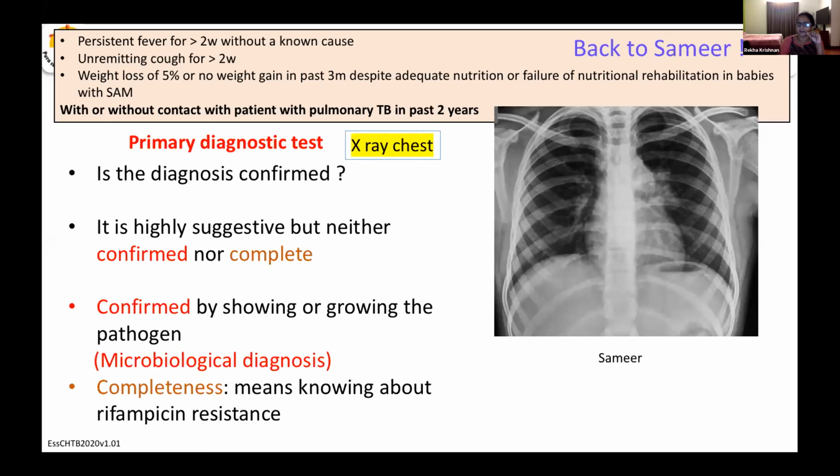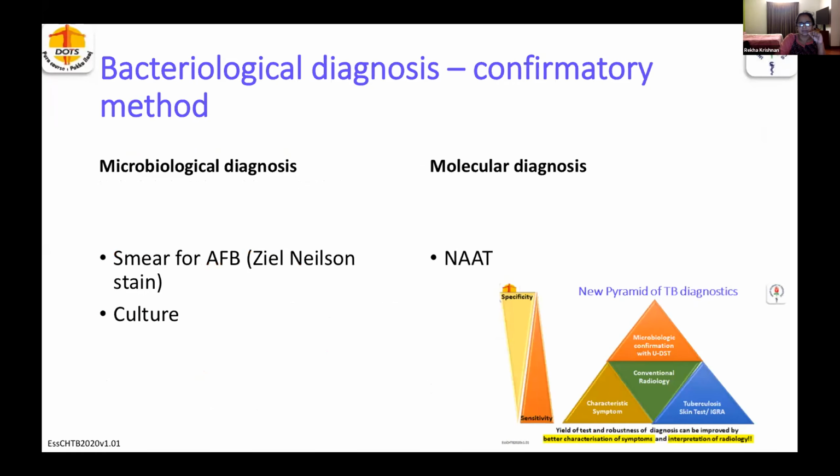So once again, you have to take the history and clinical examination, come to the point of presumptive primary pulmonary tuberculosis. Next step is to take an X-ray. In three routes you have to go, and then the next step is confirmation by growing or showing the pathogen, and complete diagnosis is by knowing about rifampicin resistance.